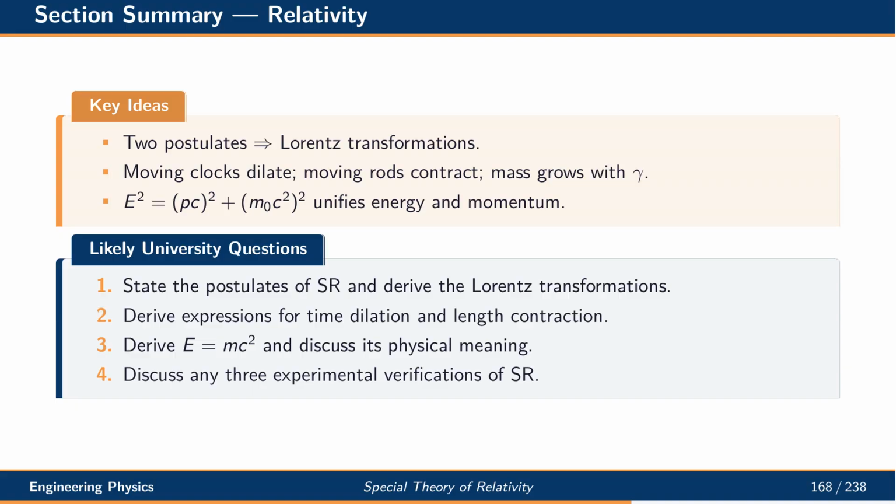Let us summarize this section. 2 postulates lead to the Lorentz transformations. Moving clocks dilate, moving rods contract, and mass grows with gamma. The energy-momentum relation unifies these into one elegant formula. Common exam questions include stating the postulates and deriving the Lorentz transformations, deriving time dilation and length contraction, discussing the mass-energy relation, and describing three.